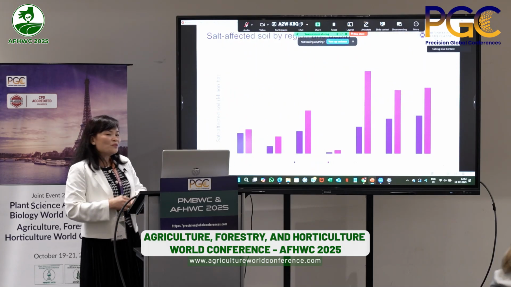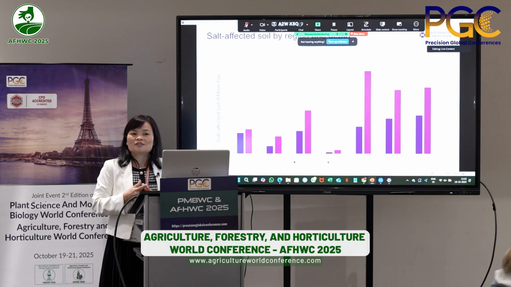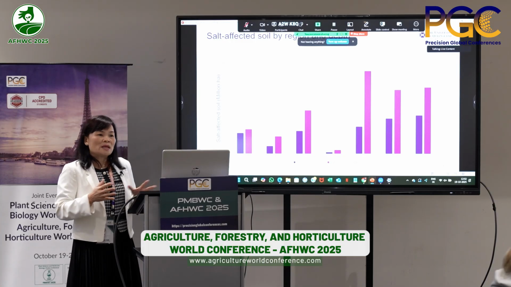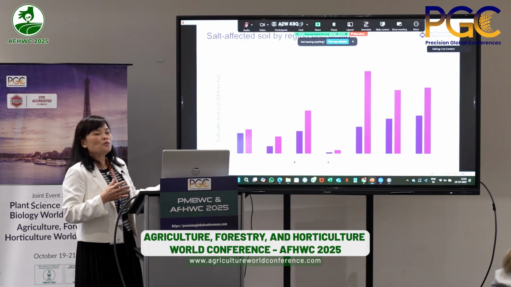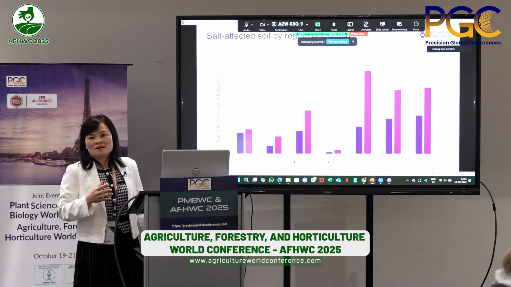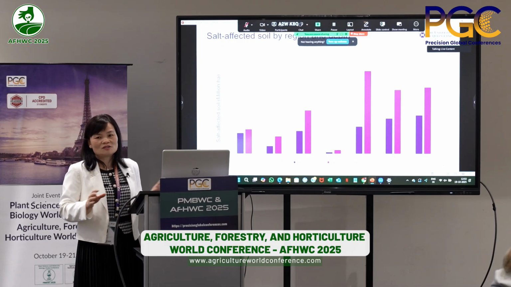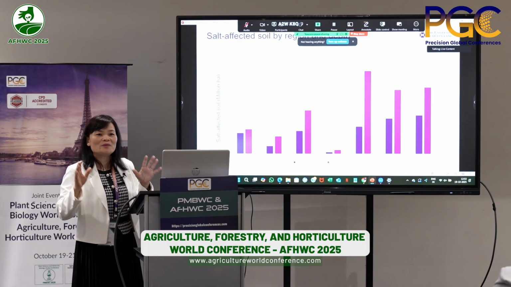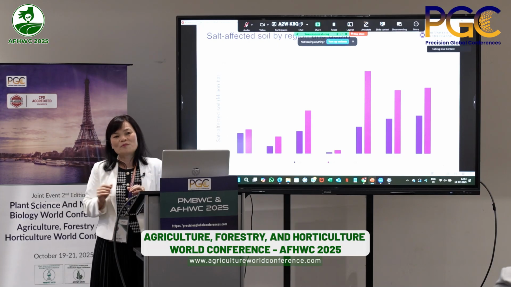So this figure shows the distribution of the salt-affected soil over the world. As we can see, this problem happens all over the world. It's not just any continent or subcontinent, it's all over the world. So it is a worldwide problem.